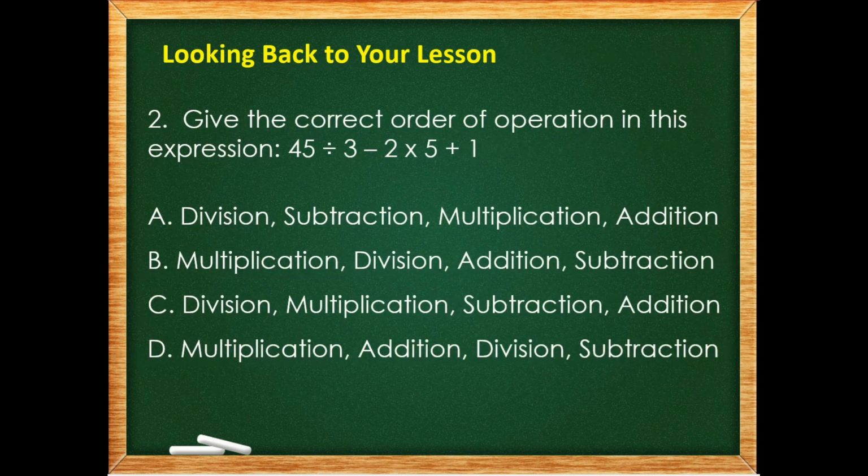Next number, give the correct order of operation in this expression: 45 divided by 3 minus 2 times 5 plus 1. A. Division, subtraction, multiplication, addition. B. Multiplication, division, addition, subtraction. Letter C. Division, multiplication, subtraction, addition. Or letter D. Multiplication, addition, division, subtraction. Yes, the correct answer is letter C. It's division, followed by multiplication, next is subtraction, and the last operation to be performed is addition.